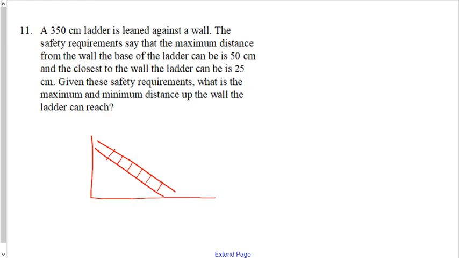So from this, I can now write in my labels of things I know in this triangle. I should know 2 and not 1. So I know the length of the ladder is 350. That's the length of the ladder, not the area. The safety requirements say that the maximum distance from the wall is 50 and the closest the ladder can be is 25. So I'm actually going to need 2 pictures here.